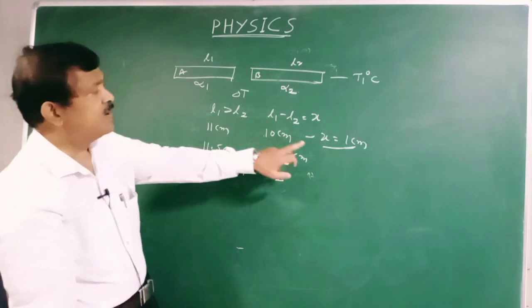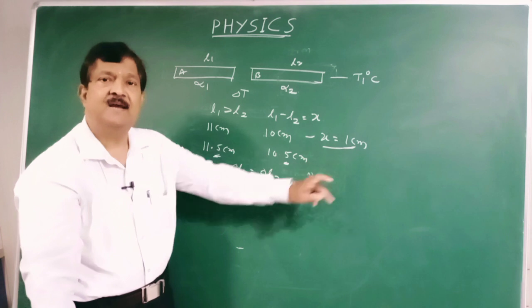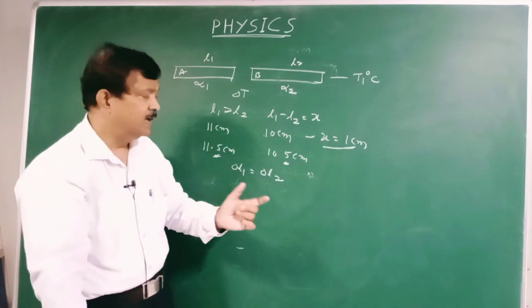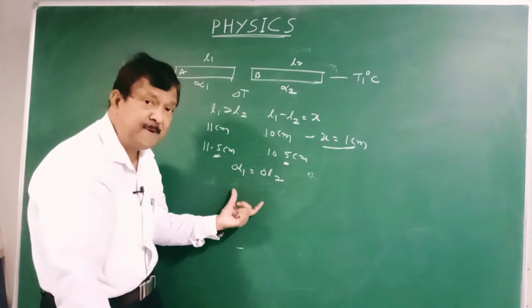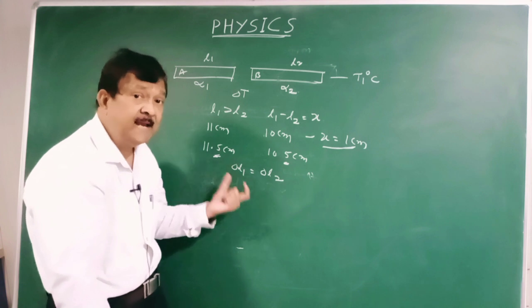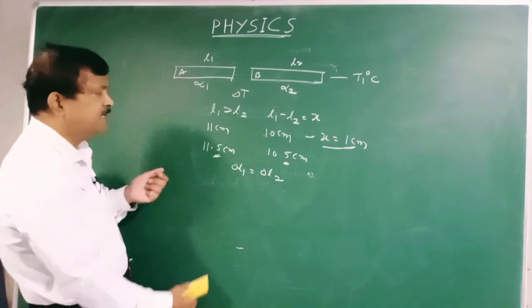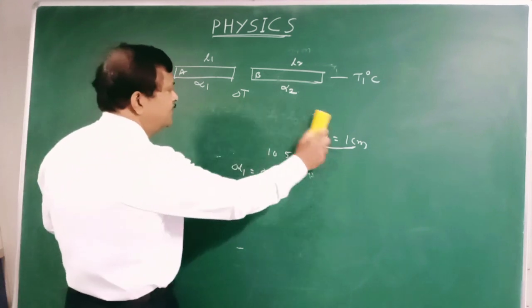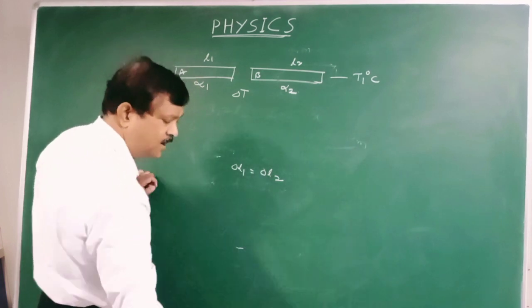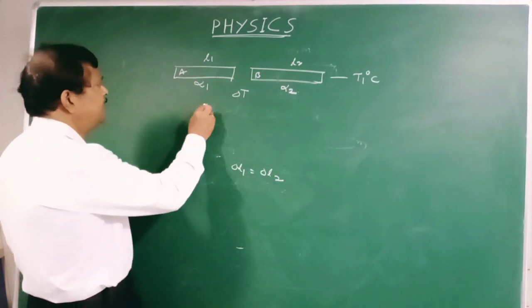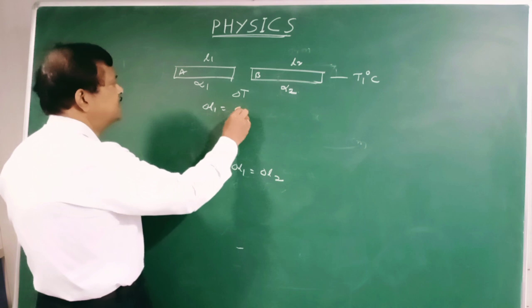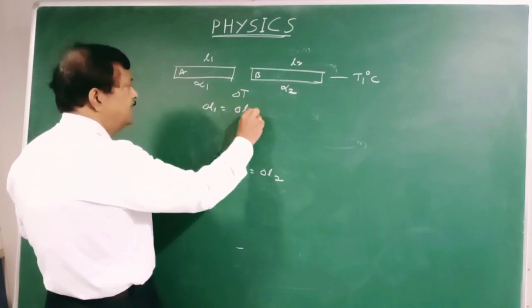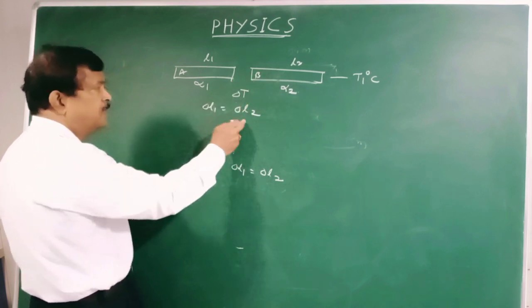So to get the condition, let us use this point. To have a constant difference of length at all temperatures, they must have equal expansion. Now let us apply this. Delta L1 equal to delta L2. Now delta L1 is the expansion in the first rod. It is delta L2 in the second rod, but both are equal here.